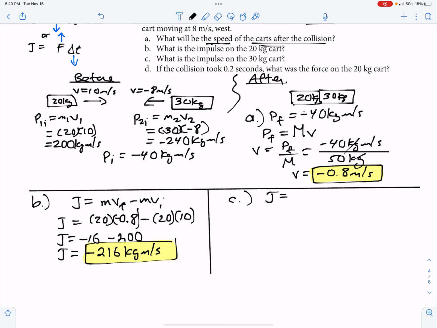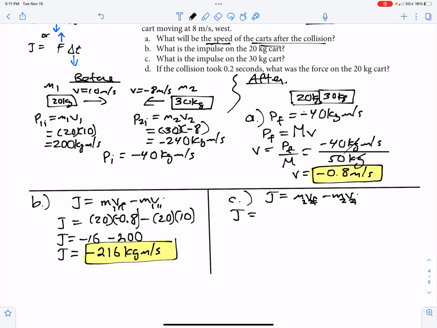Okay, the impulse on the 30 kilogram cart, again, is going to be mv final minus mv initial. And sometimes it helps to write m2v2 final and initial, because that might help keep it straight as far as which mass you're talking about. This being mass 1, this being mass 2. So try to keep yourself organized.